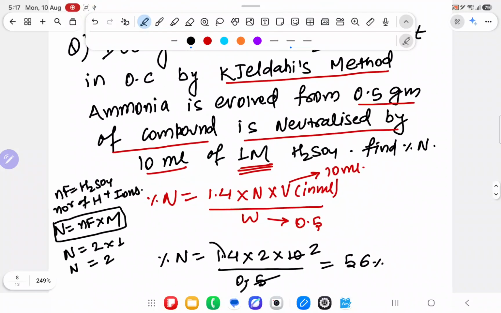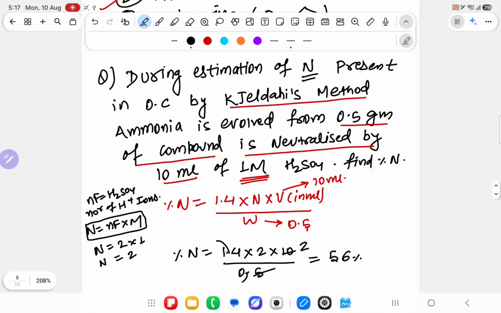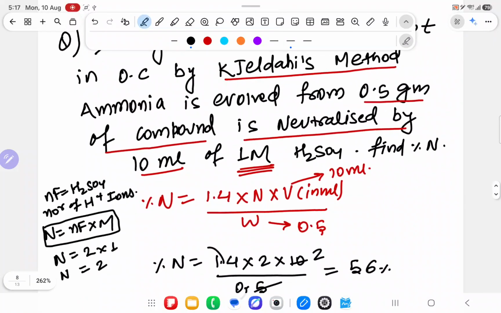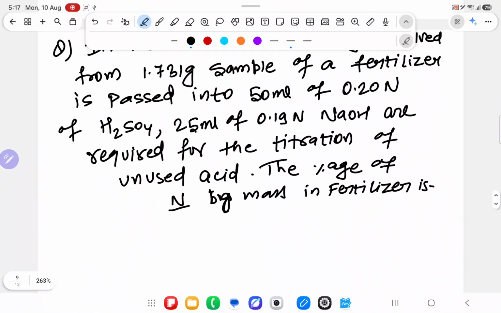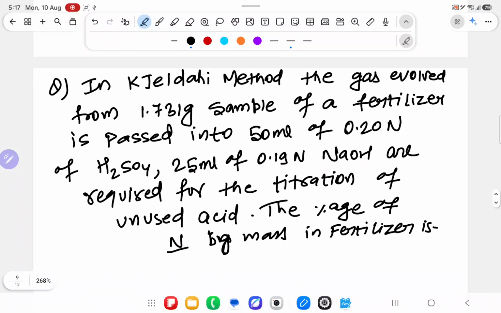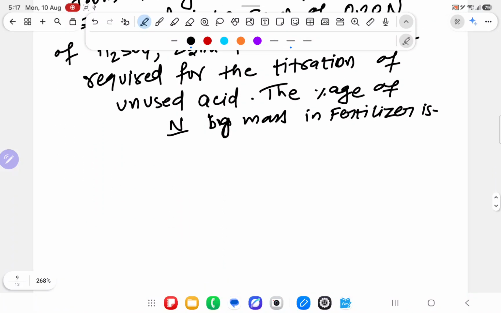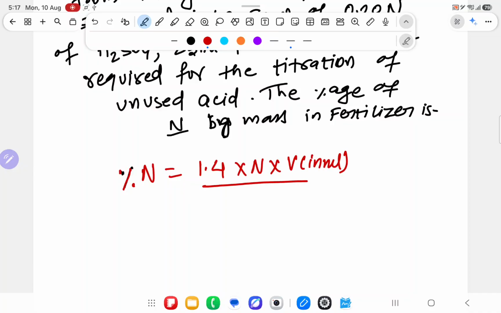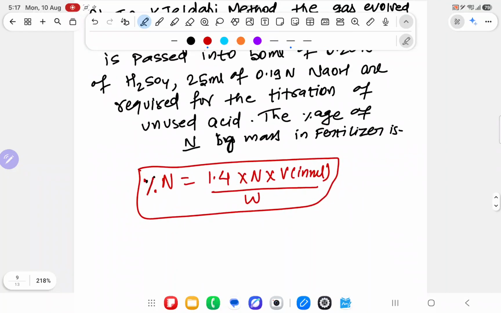Understood, sir. An easy question. At last I will write all the formulas also. Don't worry about it now. Next question. They are saying in the Kjeldahl method. First I will write the formula without seeing the question. Percentage of nitrogen is 1.4 into normality into volume in milliliter divided by weight of organic compound. Now I will see the question.